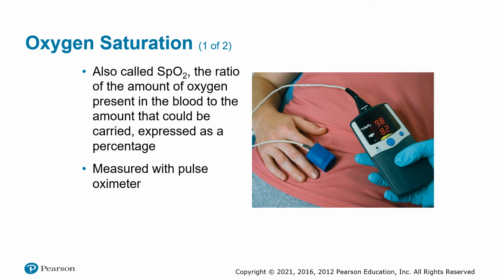Monitoring devices. O2 sat, also called SpO2, is the ratio of the amount of oxygen present in the blood to the amount that could be carried, and it's expressed as a percentage. So SpO2 measures the oxygenation of the blood. It measures the amount of hemoglobin that is circulating in the blood. Hemoglobin is what carries the oxygen.